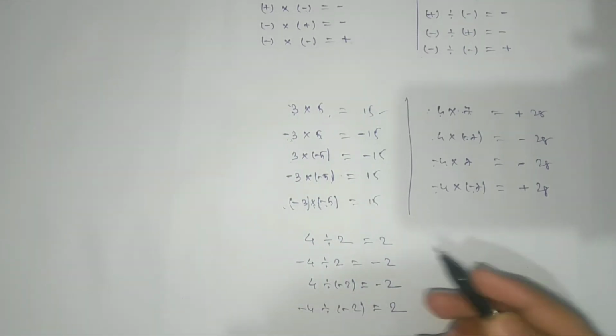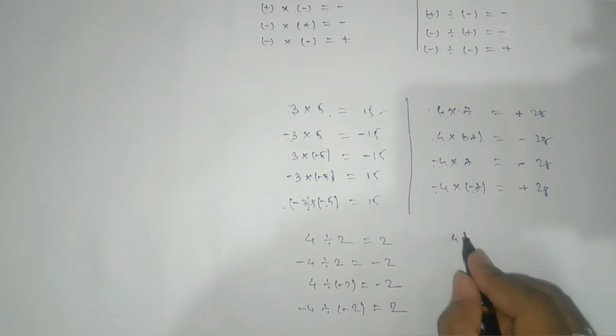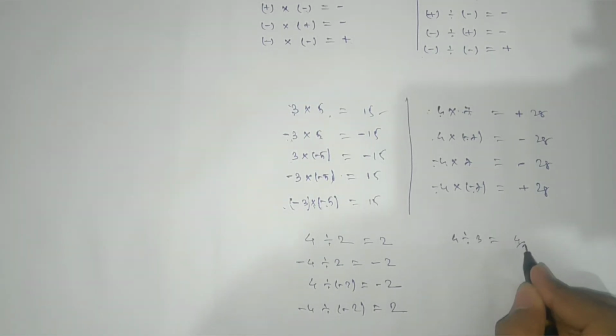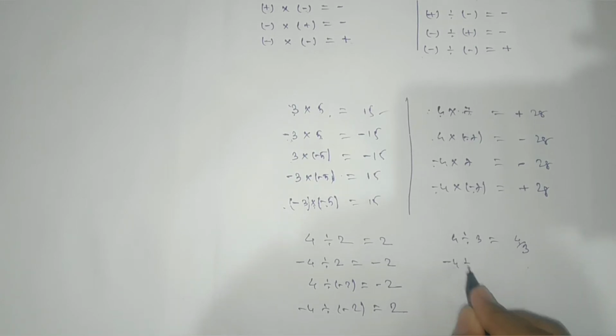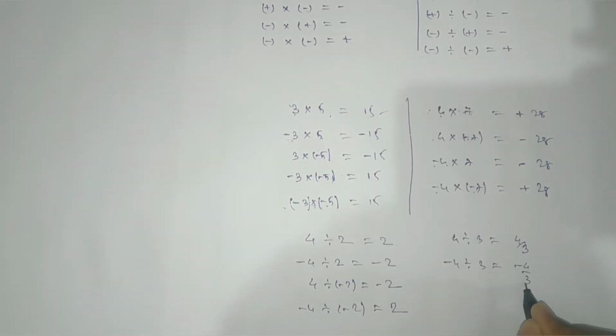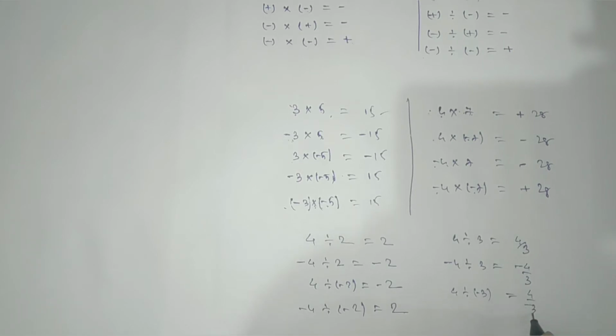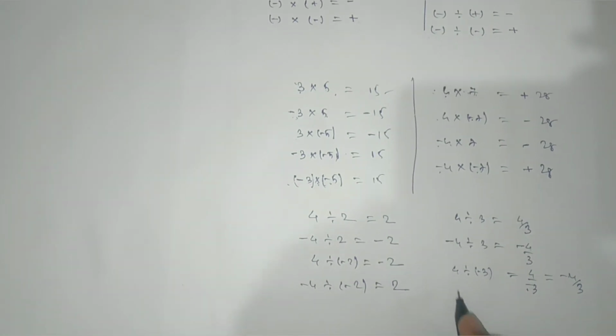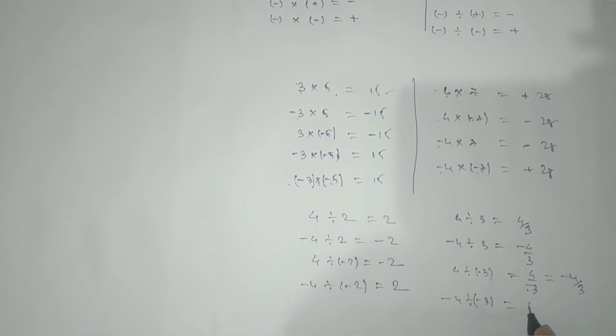If I take another number like 4 divided by 3, what can we write here? 4 by 3. If I take minus 4 divided by 3, we'll get minus 4 by 3. If we take 4 divided by minus 3, we'll get 4 by minus 3, which will give you minus 4 by 3. Here the minus moves from the denominator to the numerator, we'll see this rule, okay? And then minus 4 divided by minus 3, the minuses cancel, and we'll get 4 by 3.